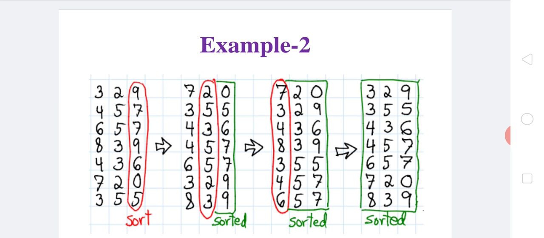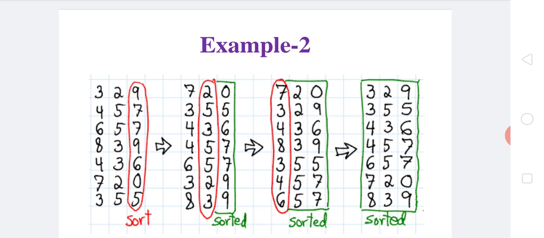In step number 4, the last step, again we are going to sort on the basis of the hundreds digit place. First I'm going to mark the hundreds digit place, which is 7, 3, 4, 8, 3, 4 and 6. Now I'm going to sort on the basis of integer value. The first integer value is 3. So 329 is placed in the table at the first row. The next value is 355. So 355 is placed in row number 2.